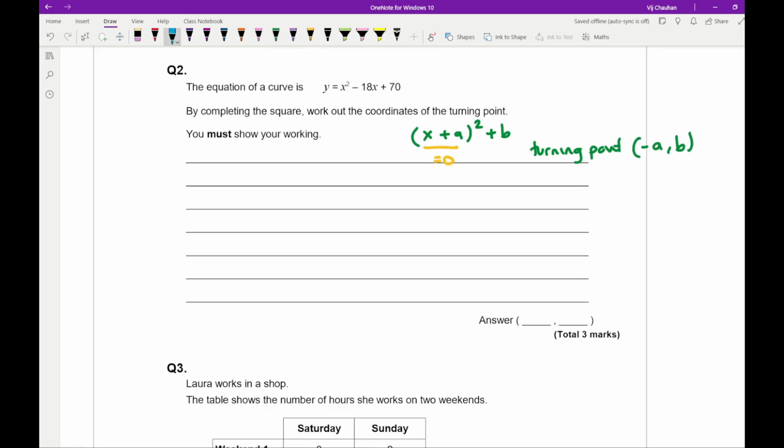So here, using completing the square, I've got x minus, and it's going to be half of 18x, which is 9, squared plus 70, and then I take away whatever number is inside the bracket squared, so minus 9 squared. So that's going to leave me with x minus 9 squared plus 70 minus 81, which simplifies to x minus 9 squared minus 11. So here, the value that makes this bracket equal to 0 is going to be 9, and then the y-ordinate is the constant outside the bracket, which is minus 11.